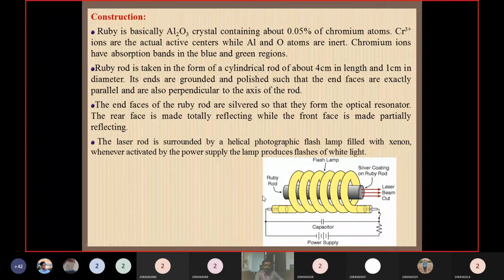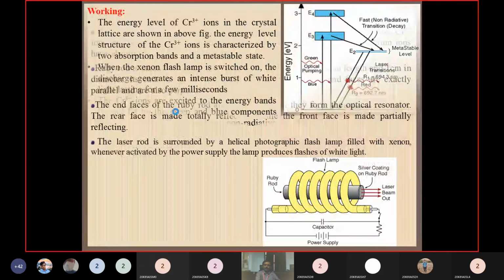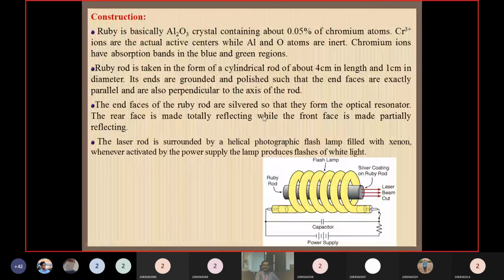That's why one face is fully silver coated and another face is partially silver coated. So that's why it will act as an optical resonator. Optical resonator means the rear face, the backside face, will act as fully reflecting, while the front face will act as partially reflecting. Partially reflecting means 95% reflects back, only 5% is transmitted.